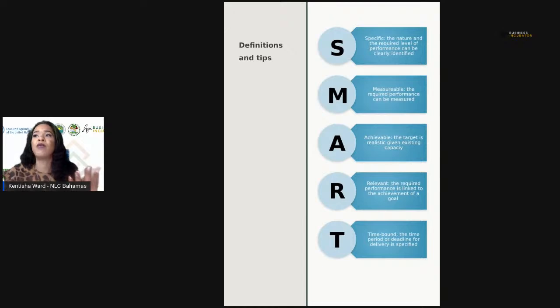Also, make sure it's relevant: the required performance linked to the achievement of the goal. Also, make sure it's time bound. Don't just say, I want to be the largest pepper farmer in Grand Bahama, and leave it open. Make sure you say, I want to have this amount of acres in pepper growing by this amount of time. So it gives you enough push and enough energy to work towards your goal to fit within that specific time.